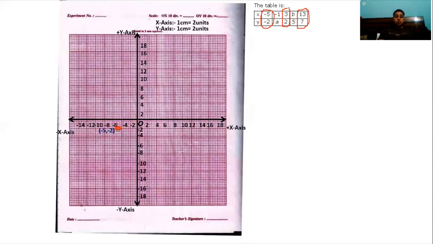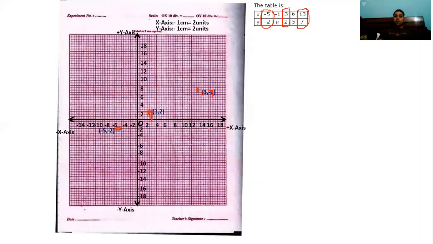Similarly, y is minus 2, so this will be the location of your point minus 5, minus 2. Then the next point is 3, 2. This is the location of 3 and this is 2, so this will be the point 3, 2 here. Then the next point is 13 and 7.